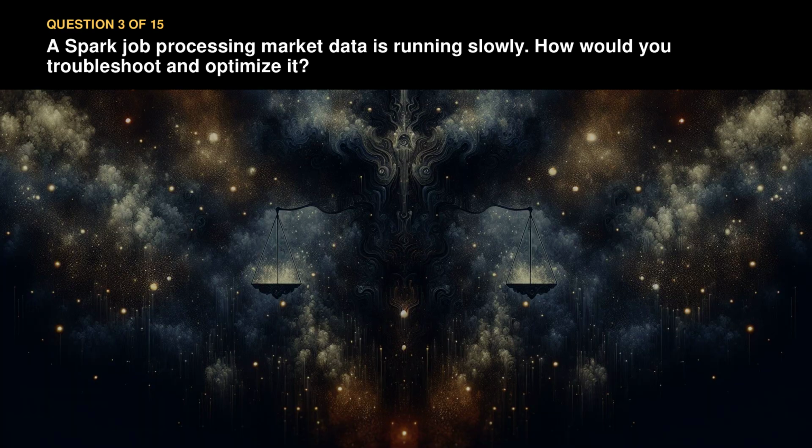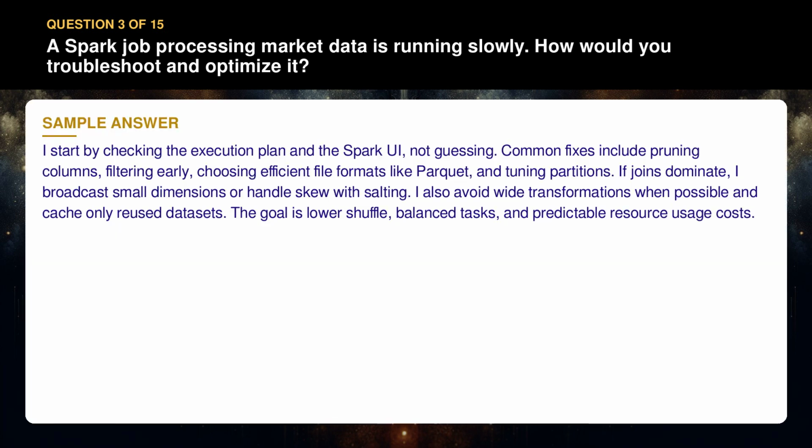Question 3. A Spark job processing market data is running slowly. How would you troubleshoot and optimize it? I start by checking the execution plan and the Spark UI, not guessing. Common fixes include pruning columns, filtering early, choosing efficient file formats like Parquet, and tuning partitions. If joins dominate, I broadcast small dimensions or handle skew with salting.